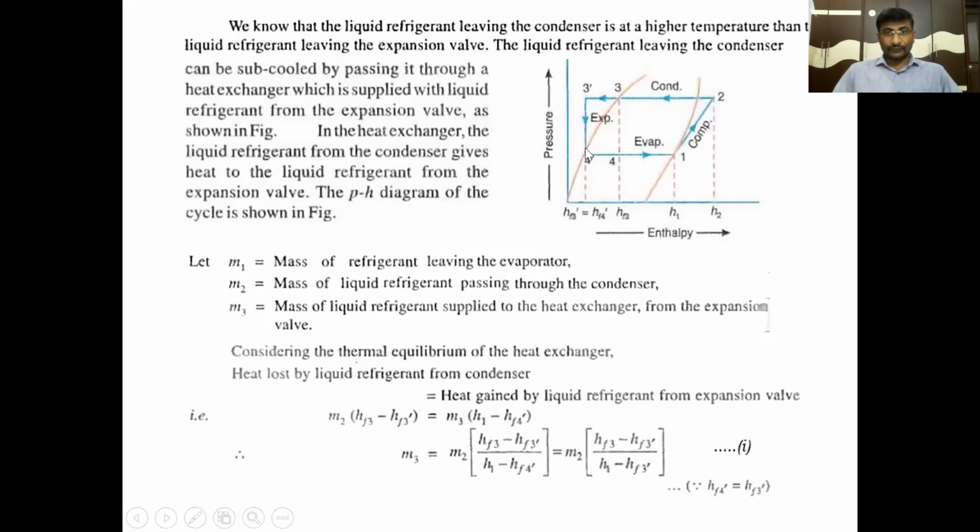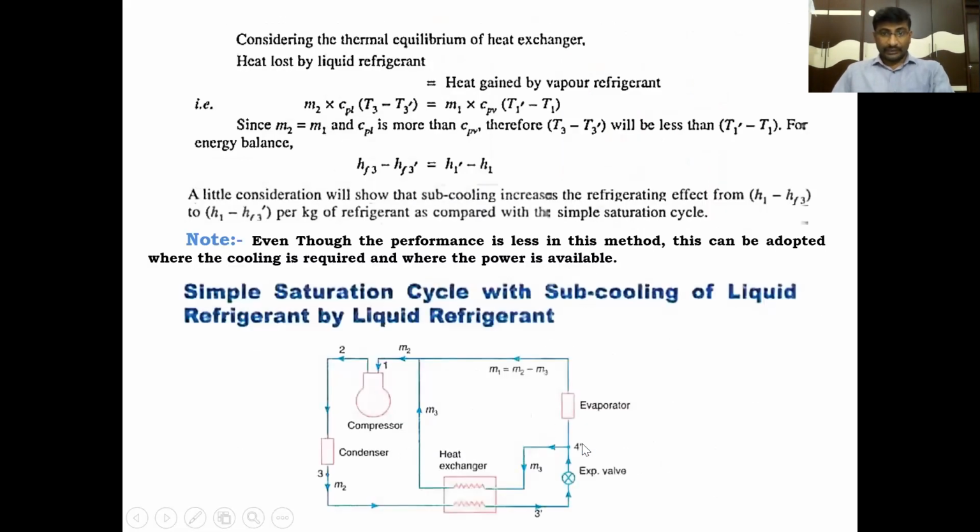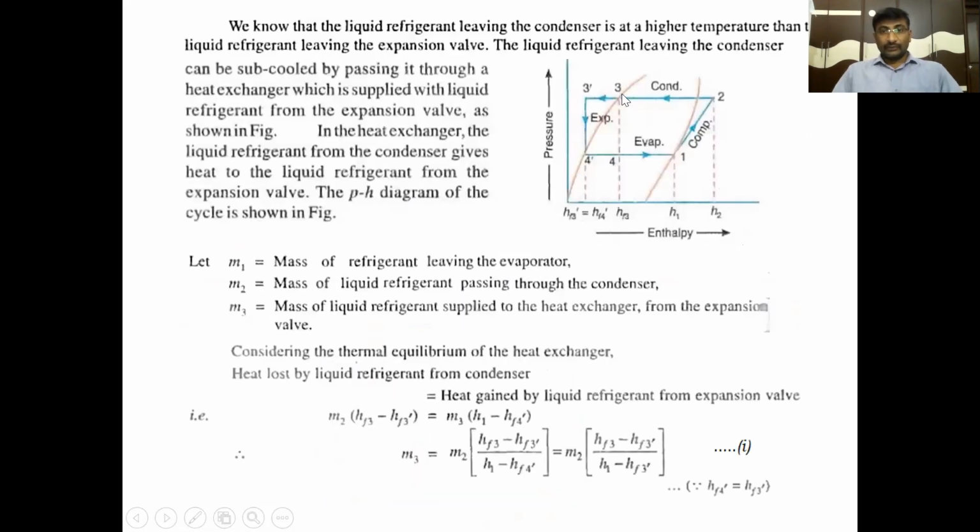At 4 dash, we are separating the liquid. Some of the liquid is used for the evaporation process up to 1, and some of the liquid goes to the heat exchanger, which absorbs the heat in the heat exchanger and is converted to vapor again. Both are mixed with each other and compressed in the compressor. The process of 4 dash, which is diverted from the evaporator, is not represented on the pH diagram. Only the subcooling process is not represented in the pH diagram.